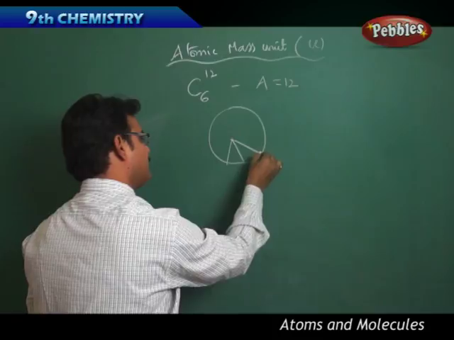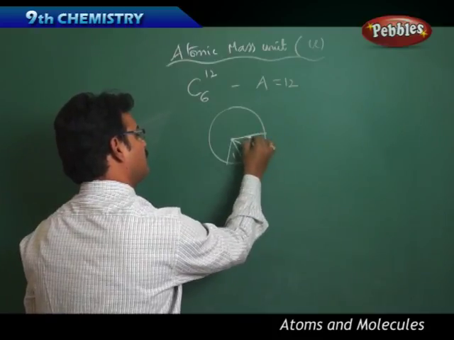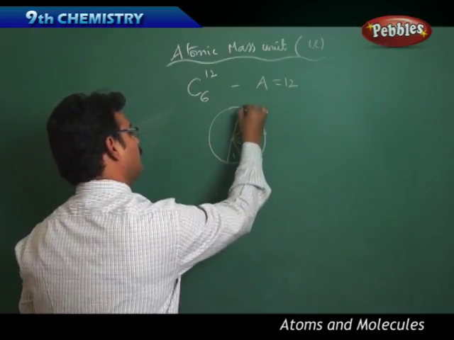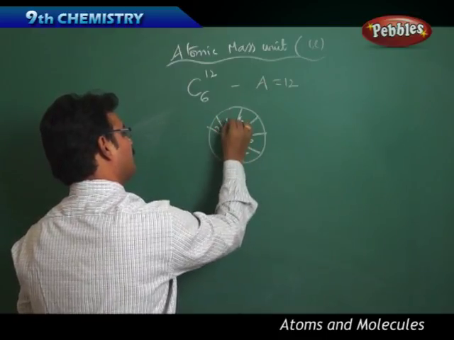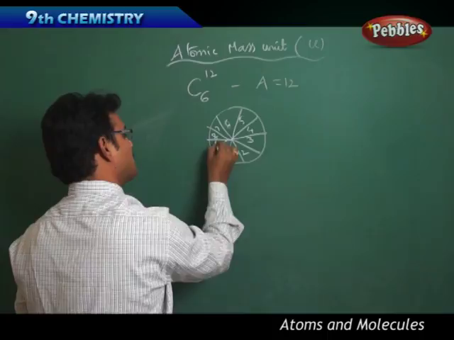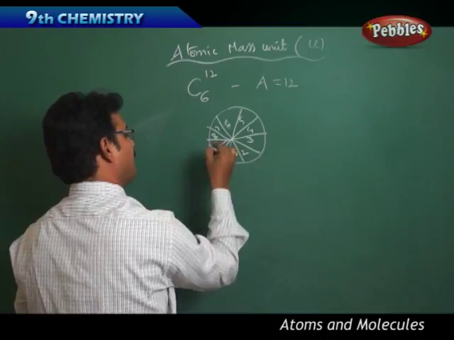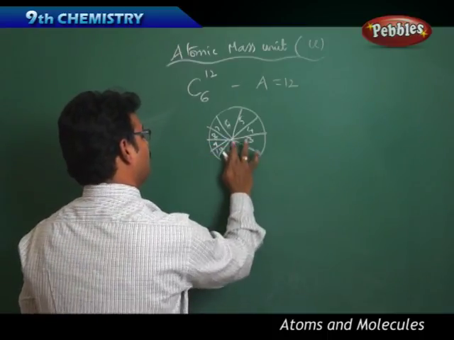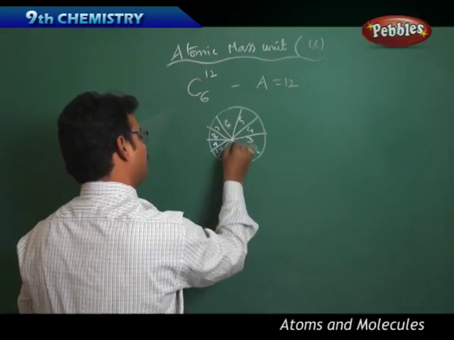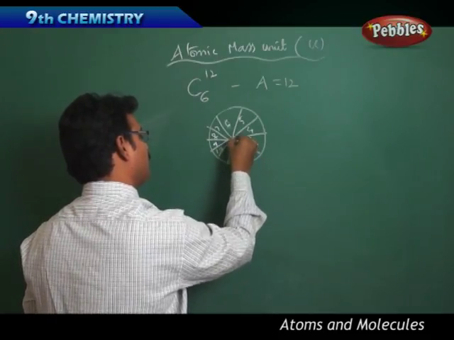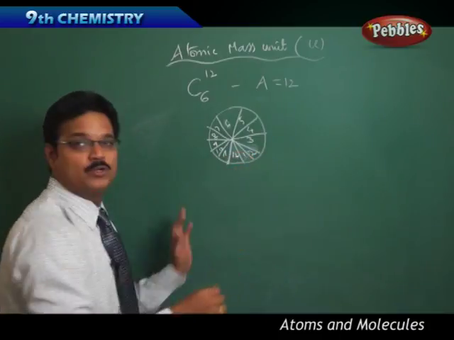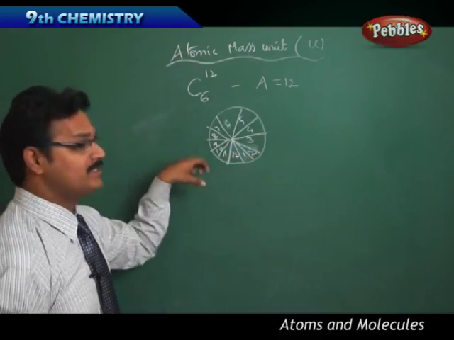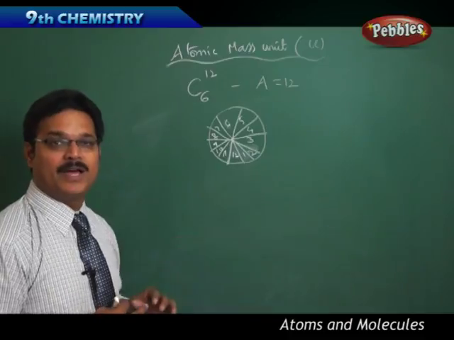First part, second part, 3, 4, 5, 6, 7, 8, 9, 10, 11, 12. So they divided the carbon atom into 12 equal parts.